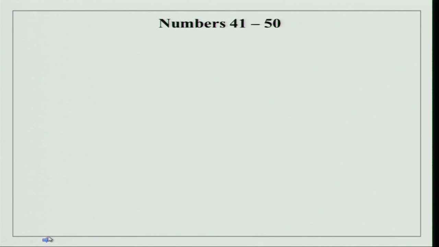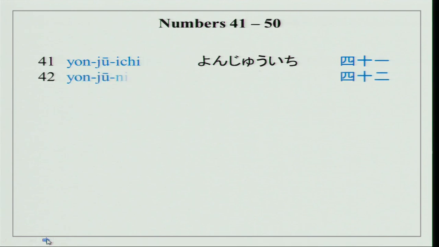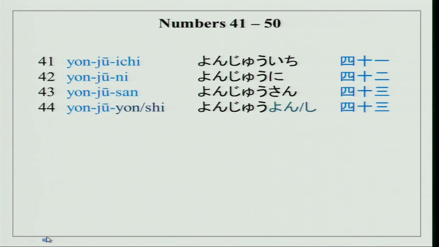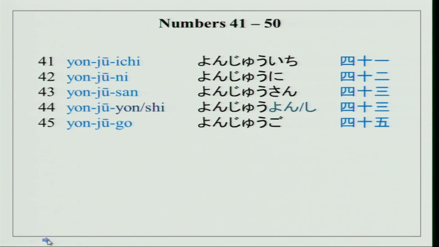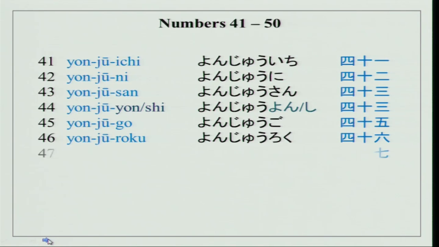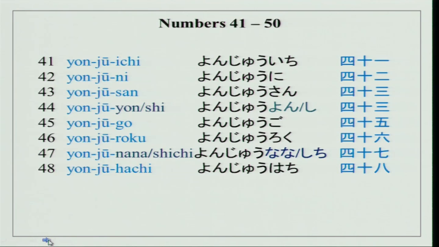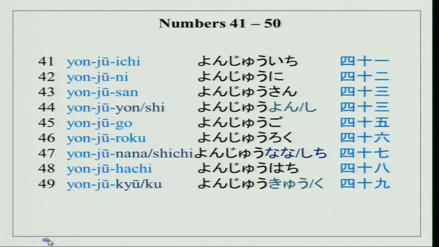The next set is from 41 till 50. Yonju ichi, yonju ni, yonju san, yonju shi or yonju yon, yonju go, yonju roku, yonju nana or yonju shichi, yonju hachi, yonju kyu. And we have goju over here.